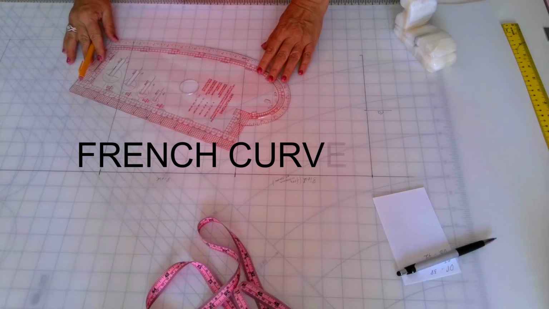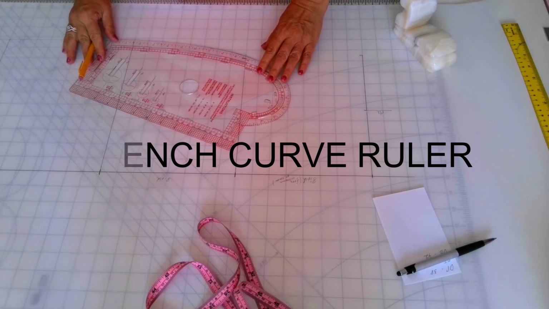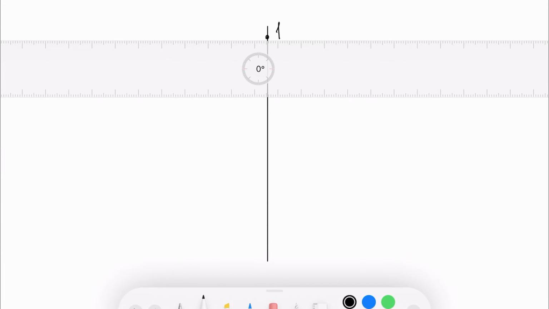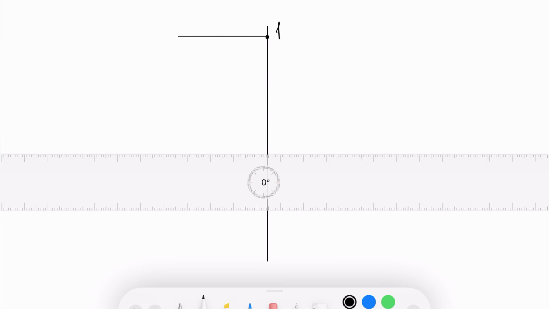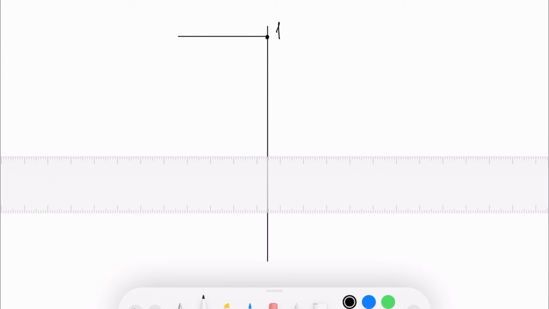I also like to use a French curve ruler for drafting patterns. With this ruler I can make smooth curved lines easily. So let me show you how to draft the bias cut slip pattern. Draw a vertical line somewhere in the middle of your paper. It will be the center front line, and mark point 1 on this line. Make a line perpendicular to that vertical line in point 1 and mark point 2. The distance between points 1 and 2 is equal to your bust measurement divided by 4.